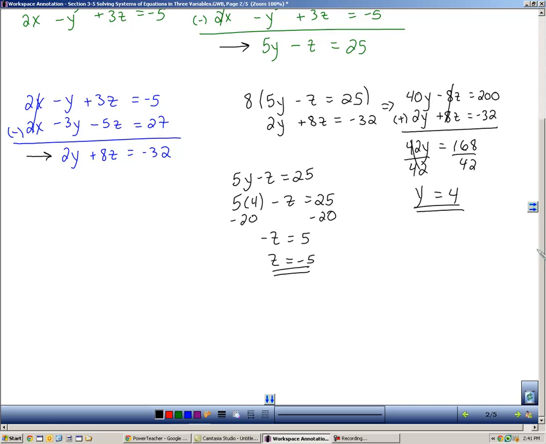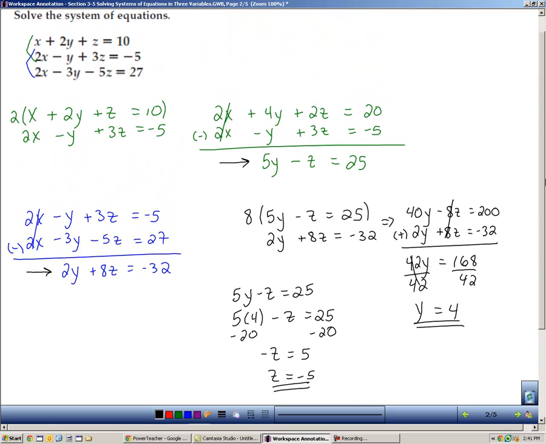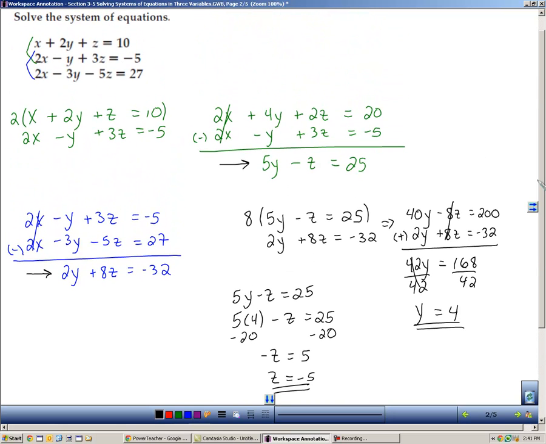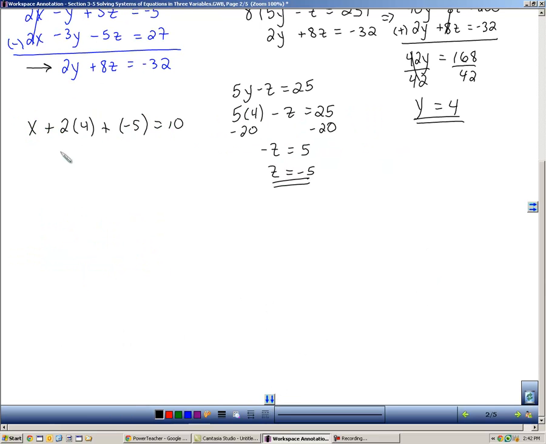Last step is to find an equation that I can plug y and z into and get an x. Well, how about that original equation at the very top? I have an x plus a 2 times y, which is 4. The z is a negative 5, so plus negative 5, and that equals 10. So that's an 8 minus 5, so this is a plus 3 equals 10, and then we'll subtract 3.